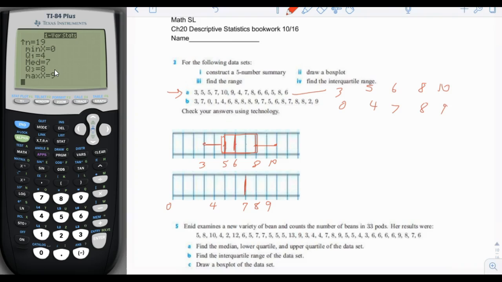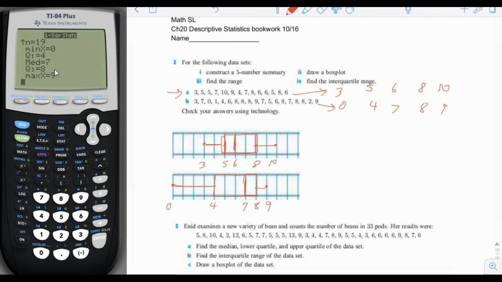So the box looks like that, and then the lines on the side look like that. You put a dot on the maximum and minimum. Okay, so that's how you draw a box plot from the 5-number summary.